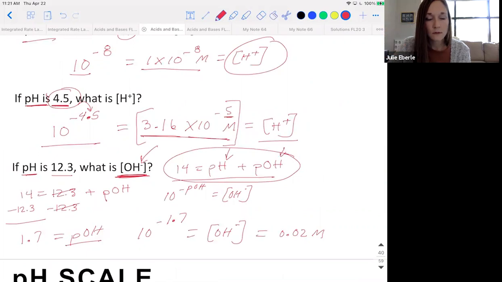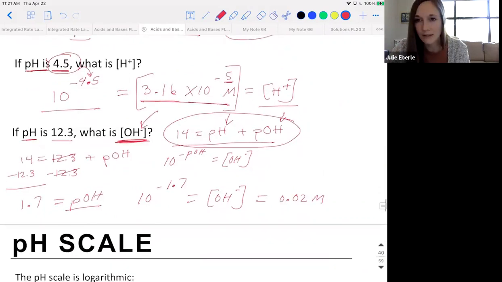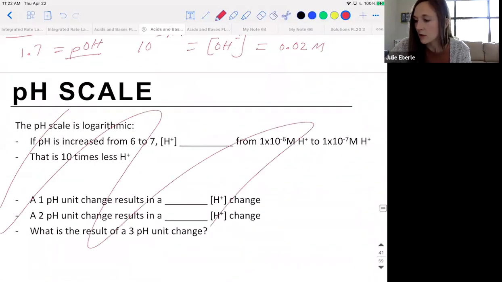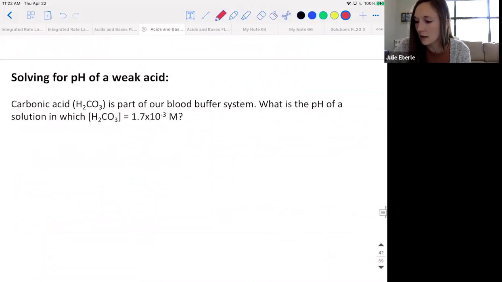Okay. You could also use Kw. I'm not going to take the steps to walk through this because you literally get the same answer. So I think knowing how to do it is enough. I'm going to skip over this. We just don't have time. I'm not going to ask any questions about why it's a logarithmic scale.